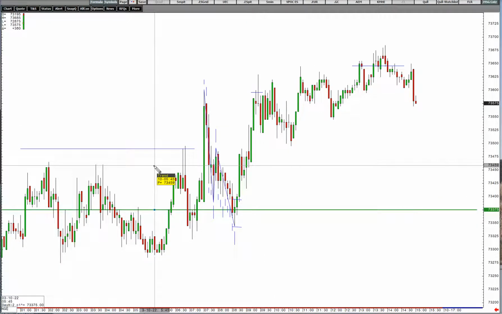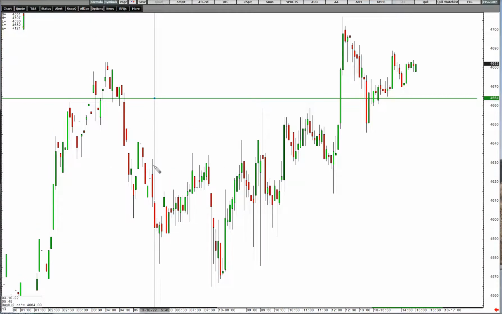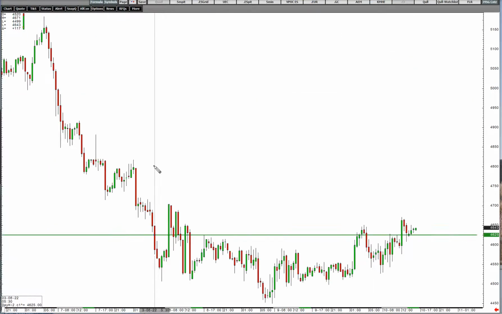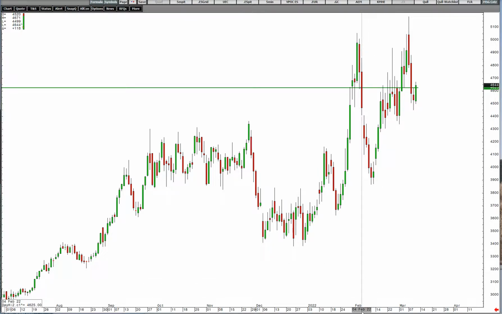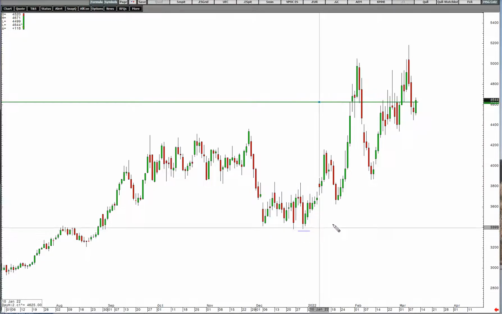Then another setup showed up in natural gas. And again, let's start with the daily chart. And this is a series of higher lows.